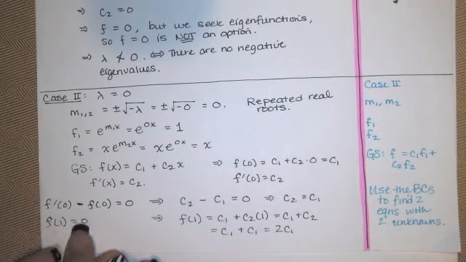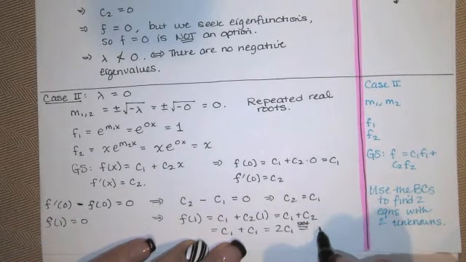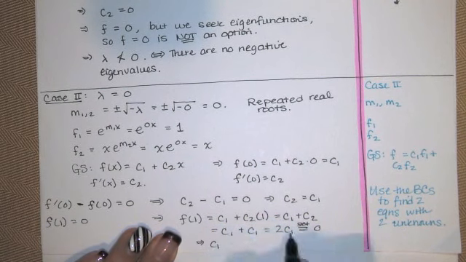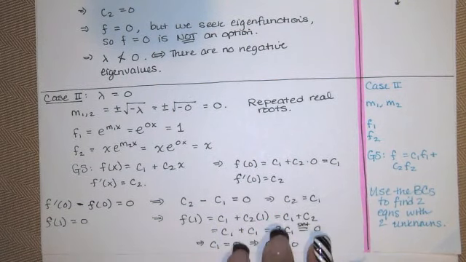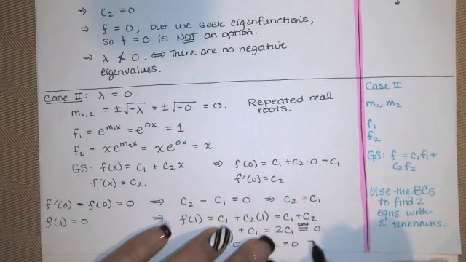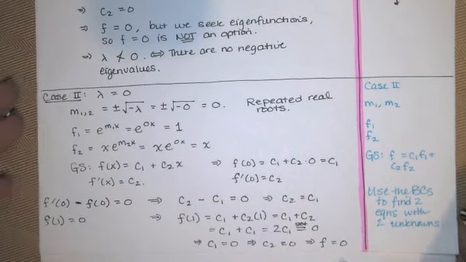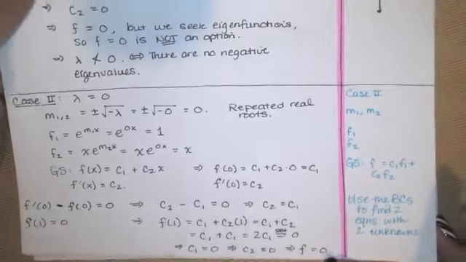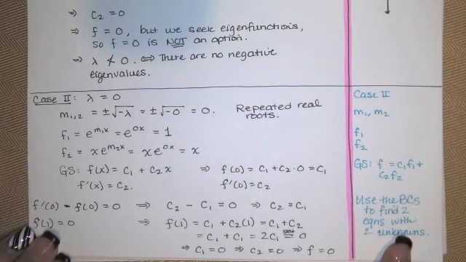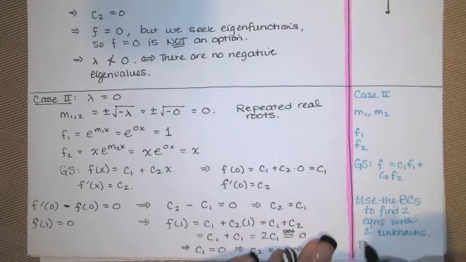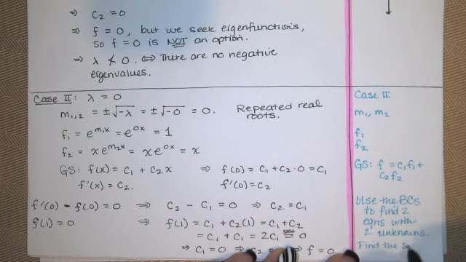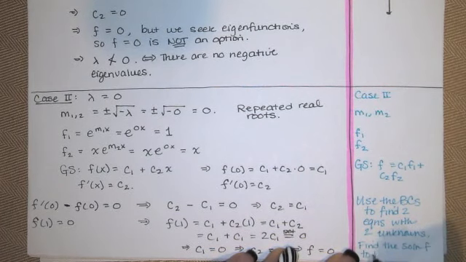We're told that f of 1 is equal to 0. So we set this equal to 0 and solve. Clearly that means that C1 is equal to 0. And since C2 equals C1, that means C2 is equal to 0. And if C1 and C2 are both zero, that means we're dealing with the zero function. Okay, so there we are. We used our boundary conditions to find two equations and two unknowns. We substituted and then we found the solution to the boundary value problem.